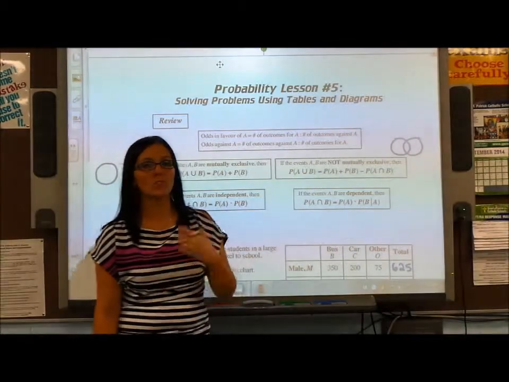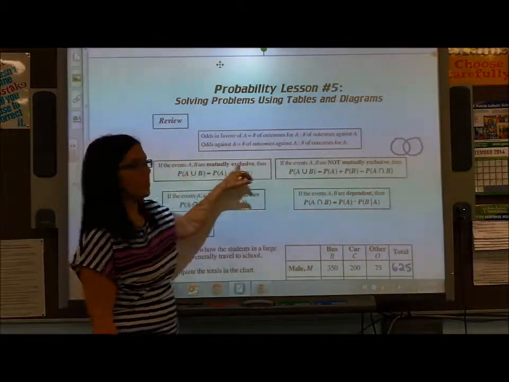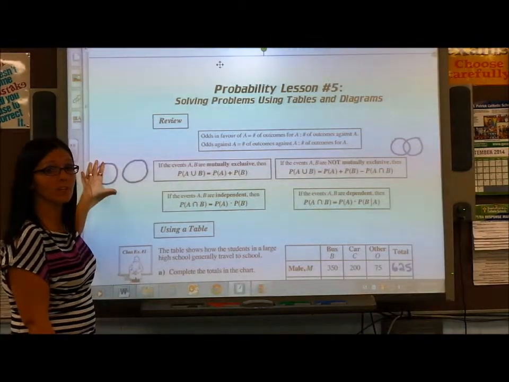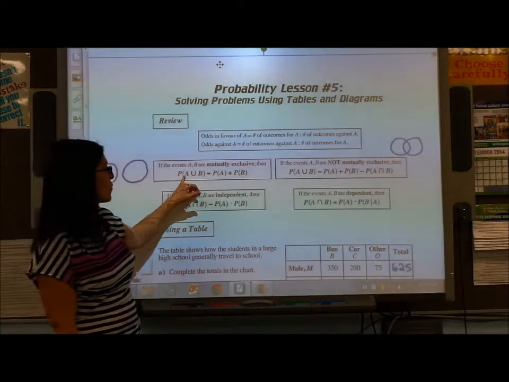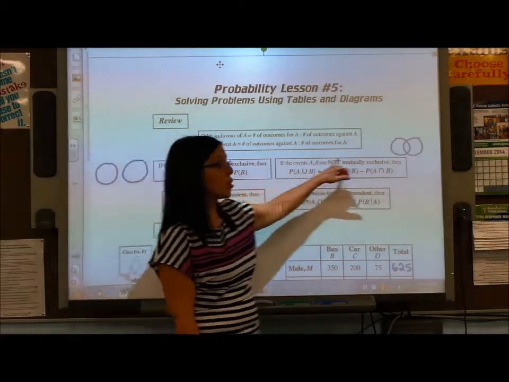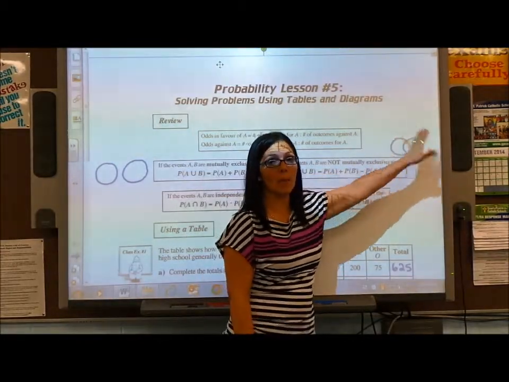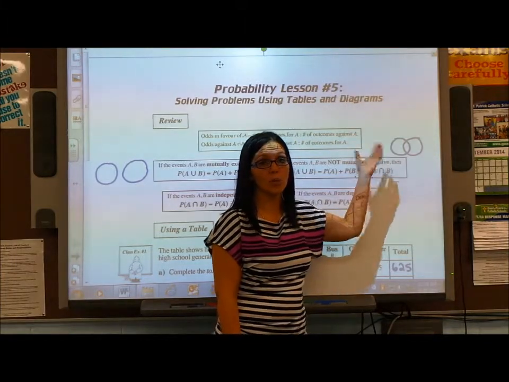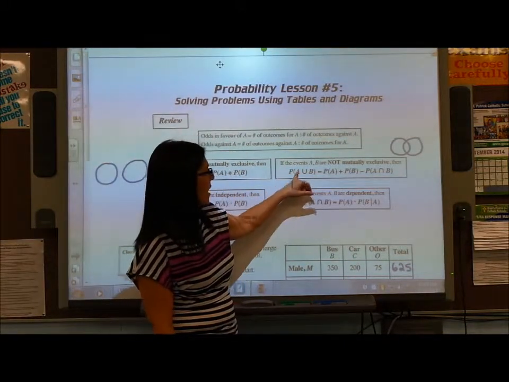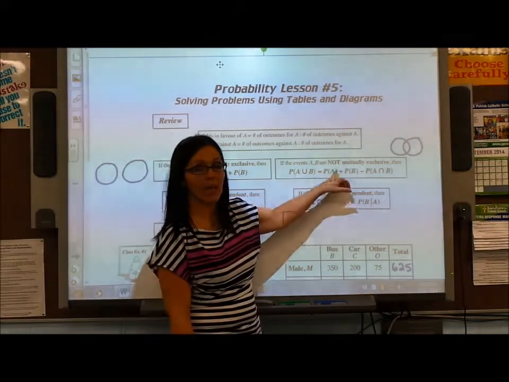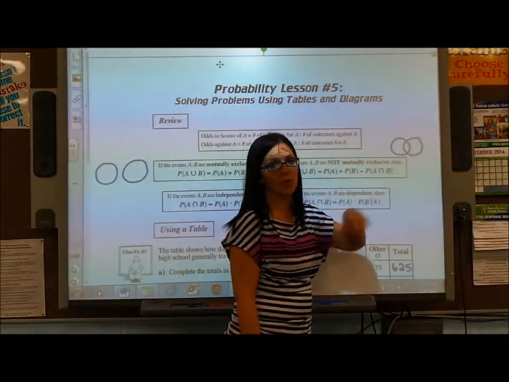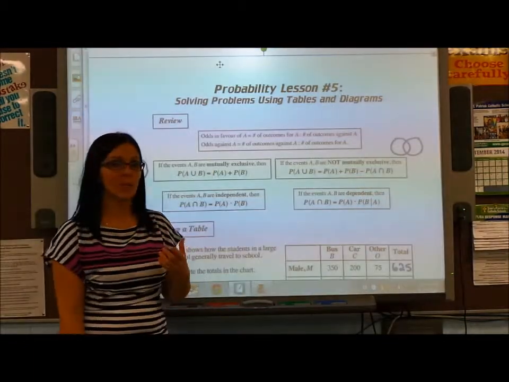Then we have mutually exclusive and non-mutually exclusive events. If two events are mutually exclusive, meaning their Venn diagrams don't overlap, it can either be a member of this group or that group, but not both, then the probability of A or B is the probability of A plus the probability of B. If they are not mutually exclusive, meaning they could be members of both sets, so a student could be blonde and walk to school, she doesn't have to be one or the other, then the probability of A or B is the probability of A plus the probability of B minus the probability of A and B, that overlap area.